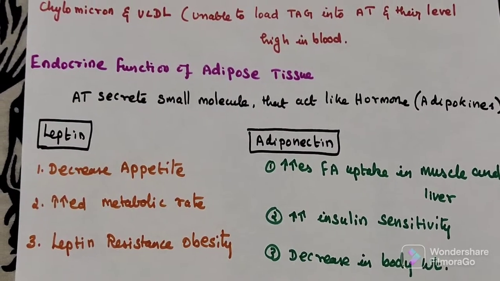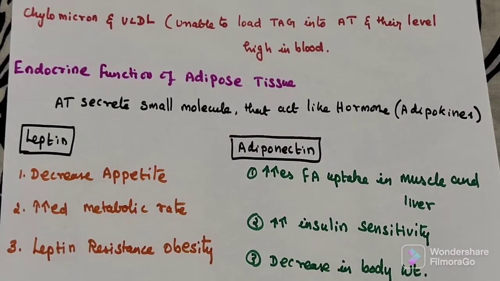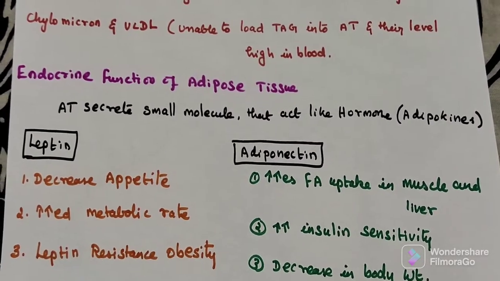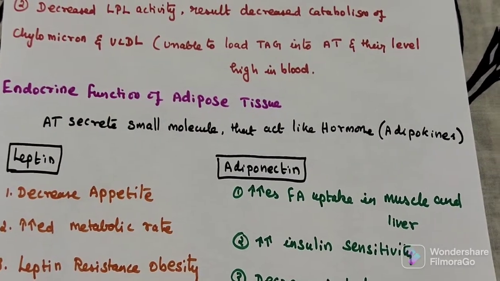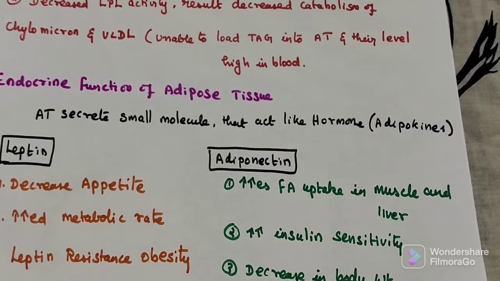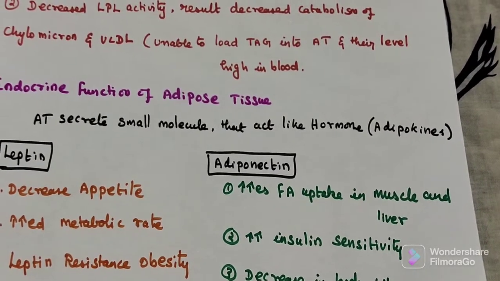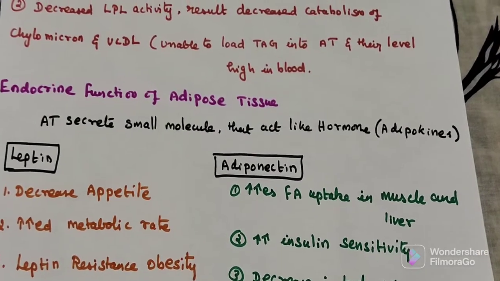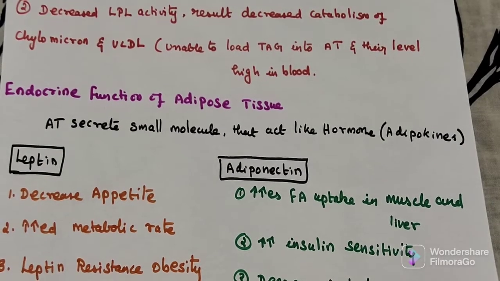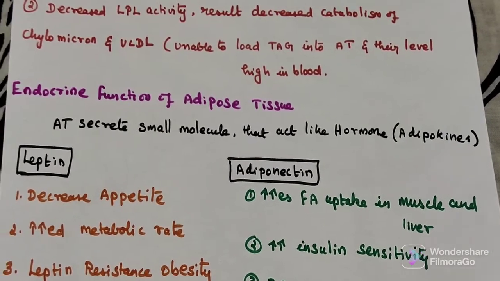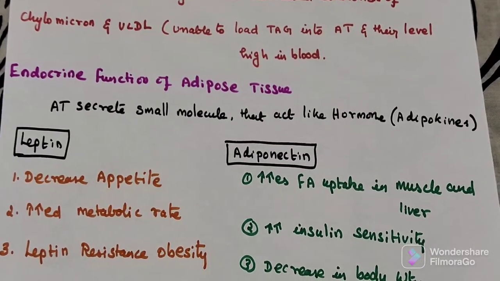So the last one is the endocrine functions of adipose tissue. Adipose tissue secretes a host of small molecules. They act like a hormone. They are called adipokines. Of these adipokines, we shall see the two important ones. First one is leptin, second one is adiponectin.